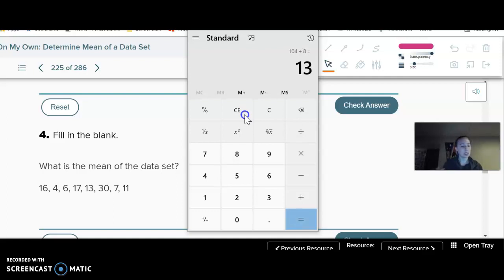These were all whole numbers. They won't all end up as whole numbers, but in this case they are. If you have any questions, let me know. Good luck.